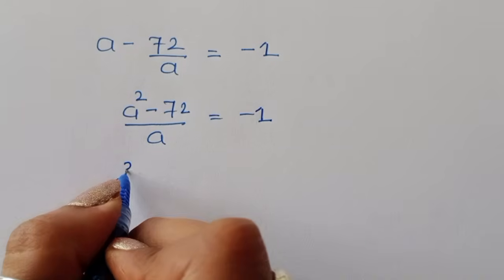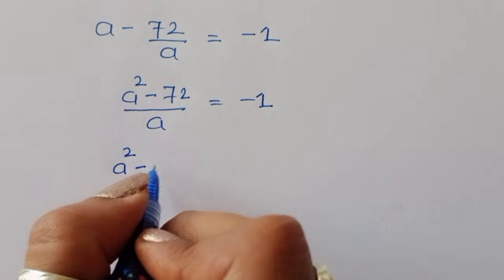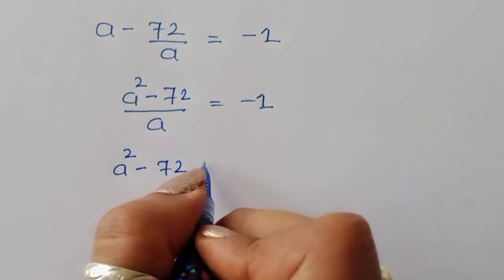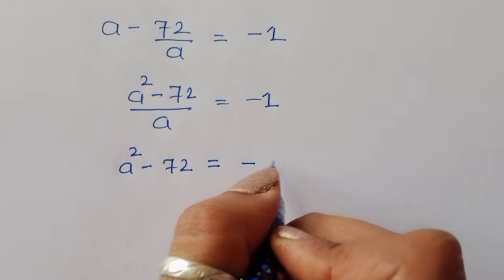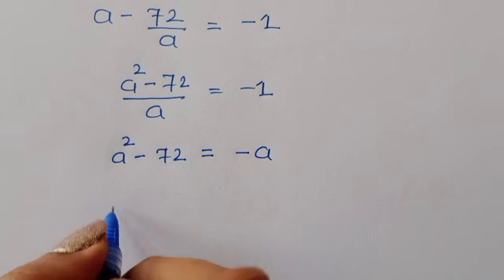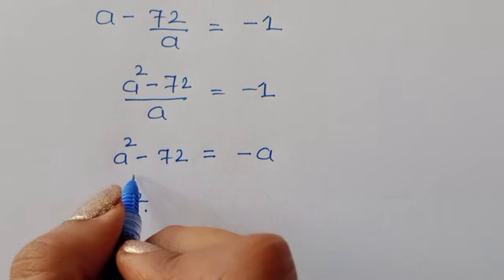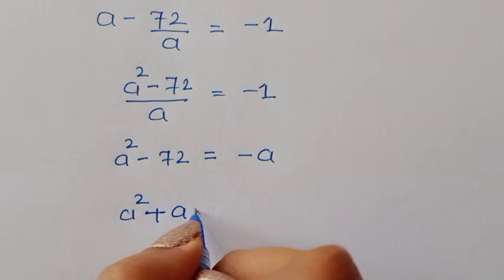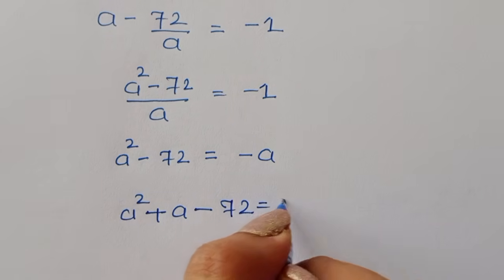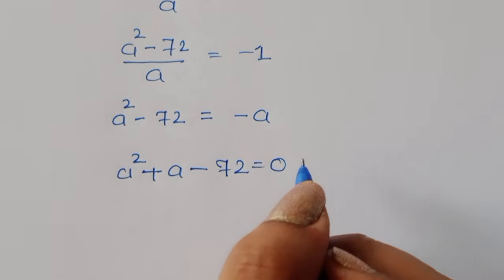So we can write this a square. If we do cross multiplication here, a square minus 72 is equal to minus a, right? So a square, we will take this one to the LHS. So a square plus a minus 72 is equal to 0. This is one equation form.